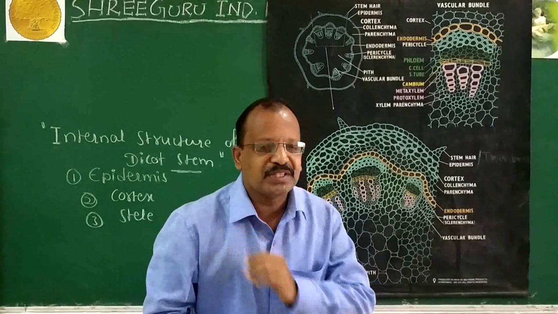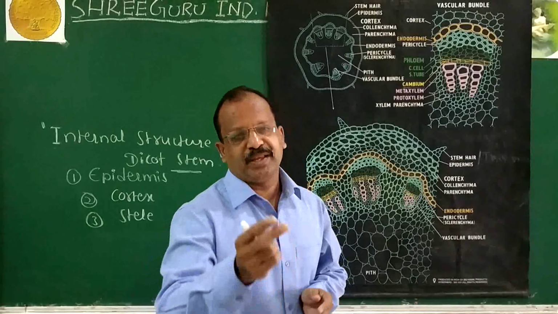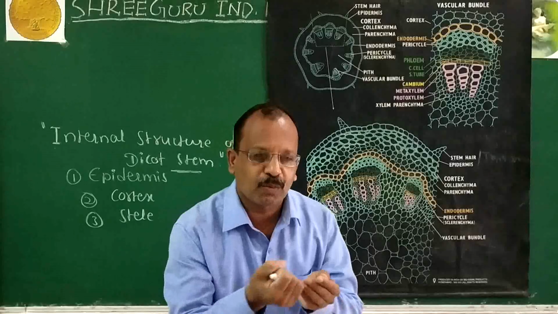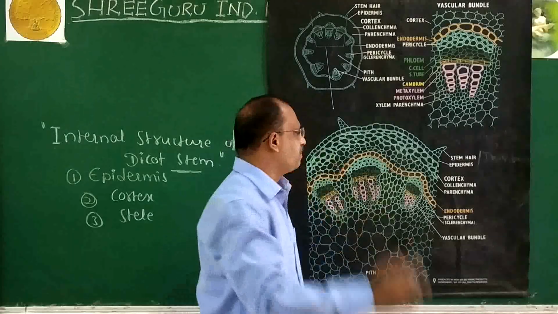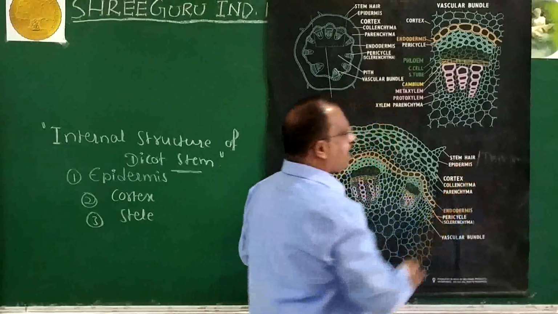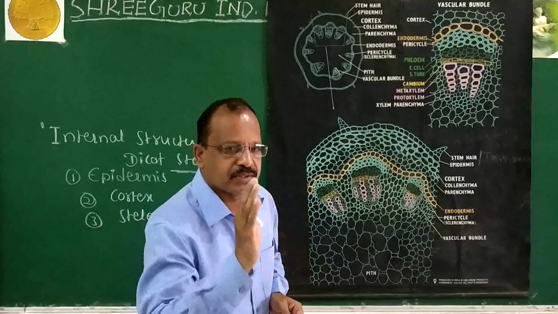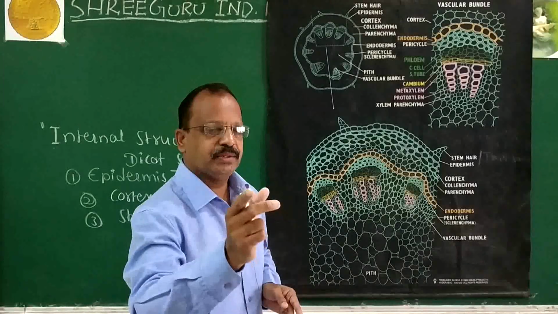But most of the students will write that it absorbs water and mineral salts from the soil. Actually, they are stem hair. How are they going to absorb water and mineral salts from the soil? So please remember the function of stem hair or trichome. It will check the rate of transpiration. It will not absorb water and mineral salts from the soil.